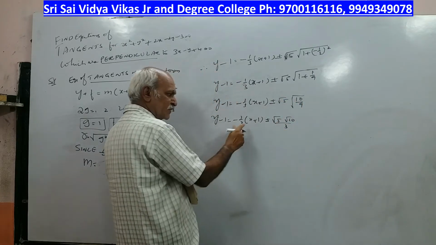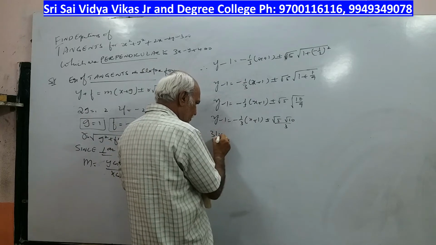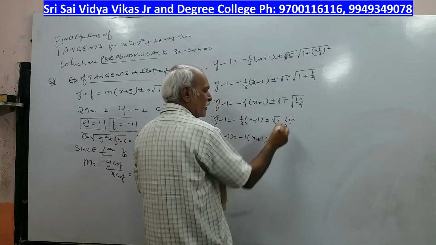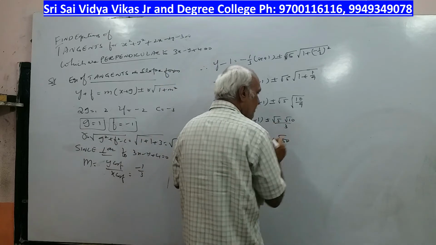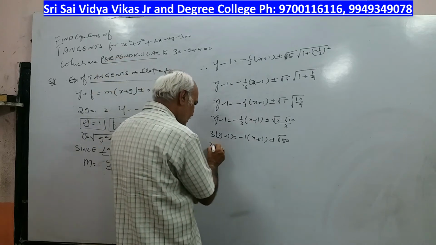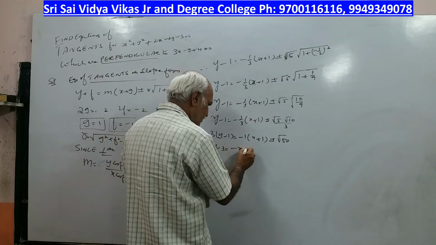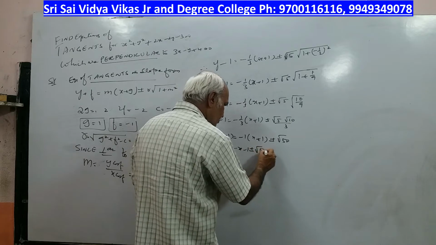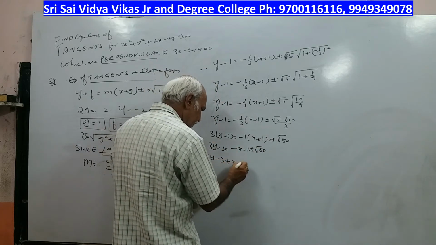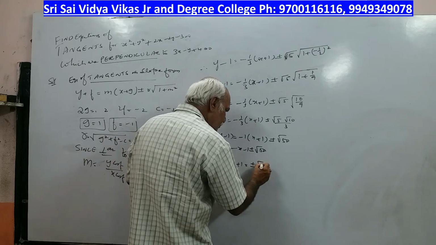Now 3 is everywhere, so cross multiply: 3 into y minus 1 is equal to minus 1 into x plus 1 plus or minus root of 5 into 10, which is 50. Now open the bracket: 3y minus 3 is equal to minus x minus 1 plus or minus root 50. Bring the terms this side: 3y minus 3x plus x plus 1 is equal to plus or minus root 50.